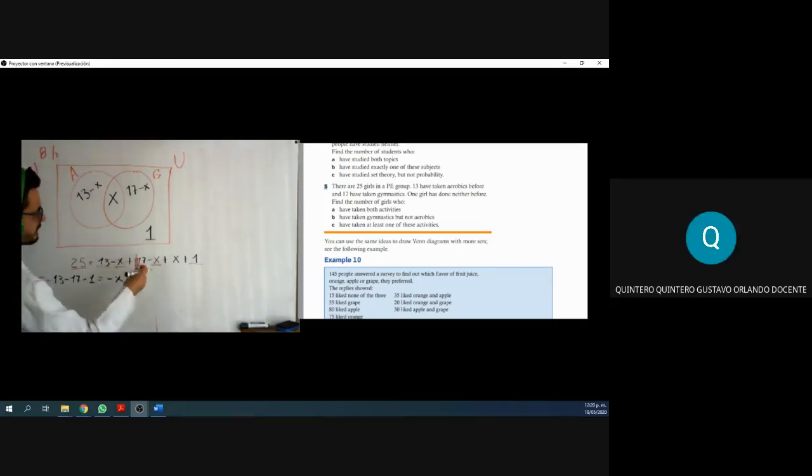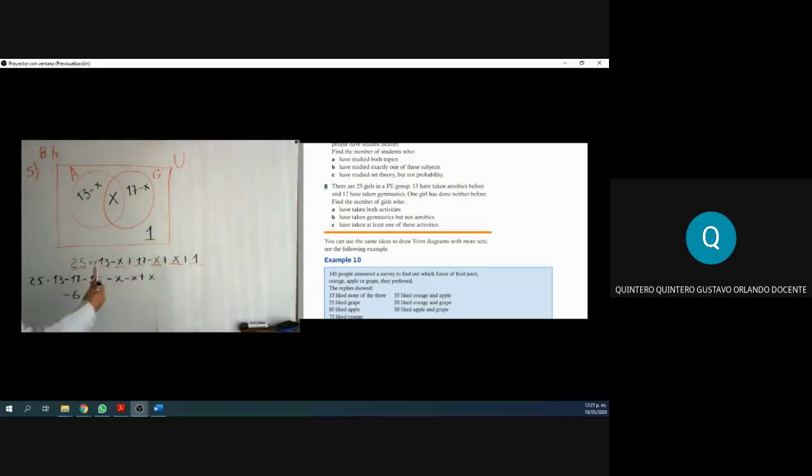Negative x and x plus x. Beautiful. All we have to do now is do the mathematics in here. 25 minus 13 minus 17 minus 1. How much is that? Okay, this is 30, right? 25 minus 30 will give us minus 5. Minus 1 will be minus 6. Beautiful, minus 6. And this will be negative x minus x plus x.